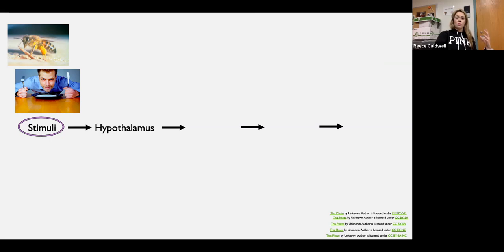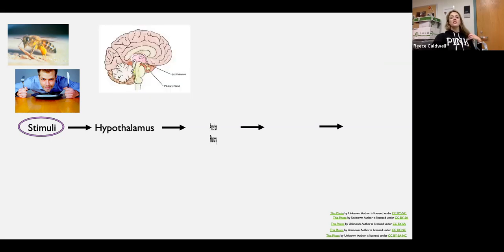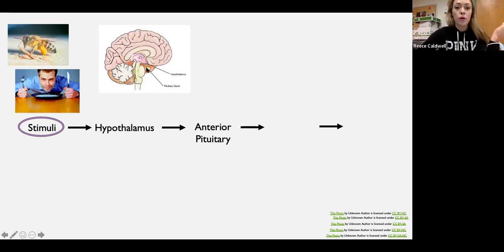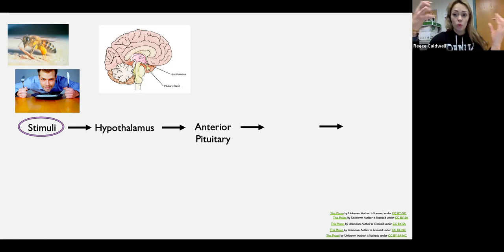The hypothalamus will process that stimuli and send a signal to the anterior pituitary. If you see in this picture I included here, the hypothalamus is this little tiny region of the brain, kind of right there at the middle and the base. And right below it, we have the pituitary gland. So the hypothalamus and the pituitary gland are connected and they work together to really carry out a lot of important functions in our body.